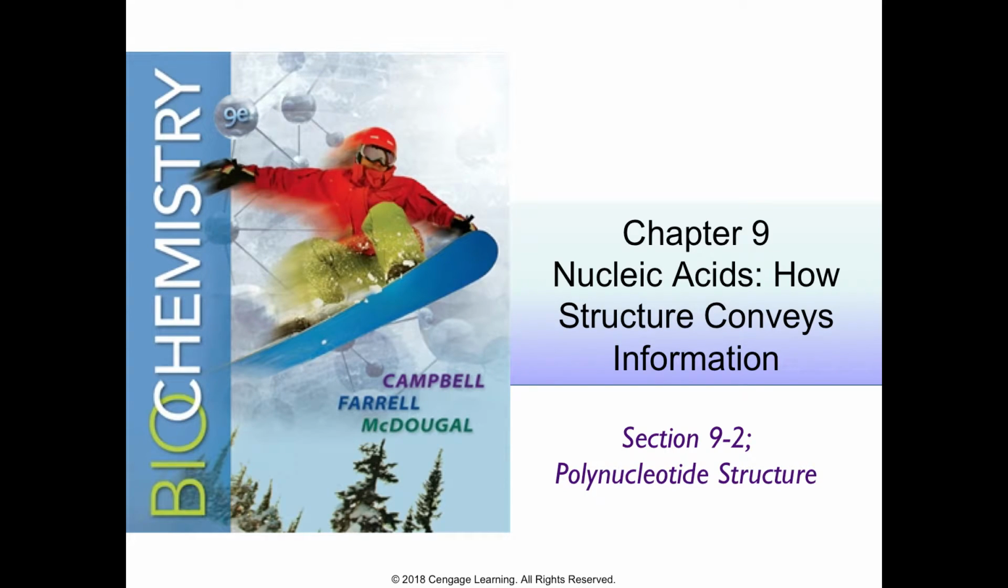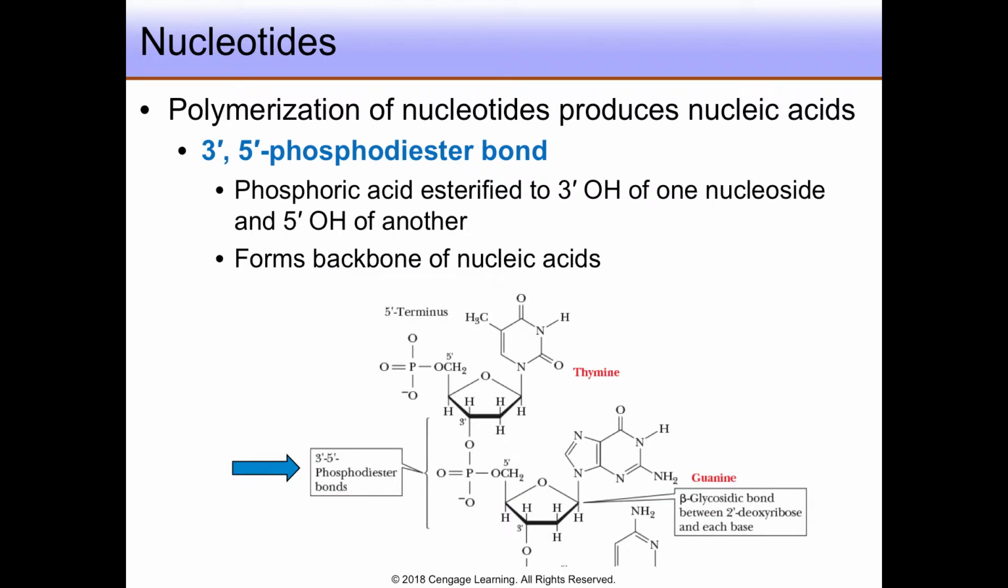Having examined the monomeric form of nucleic acid, let's now consider the polymeric form. Polymerization of nucleotides produces nucleic acids, the monomers being joined by 3' to 5' phosphodiester bonds as illustrated below. This means that the 3' hydroxyl group of one nucleoside is joined to the 5' hydroxyl on the next.